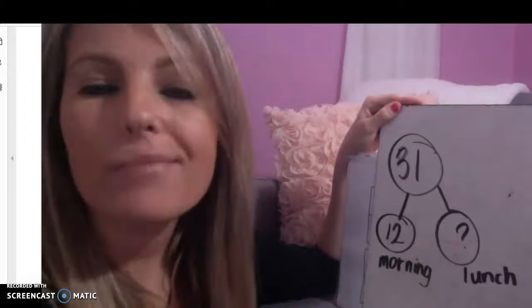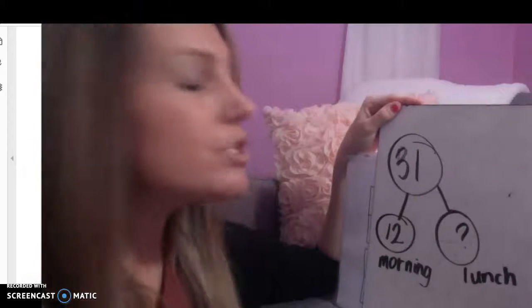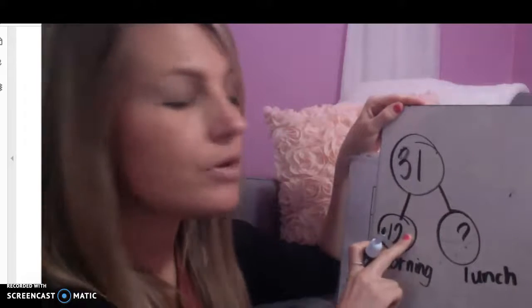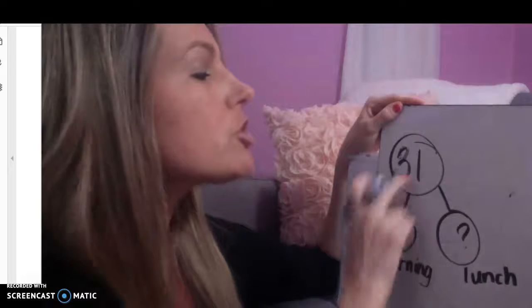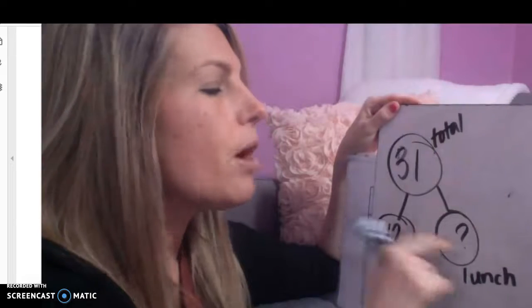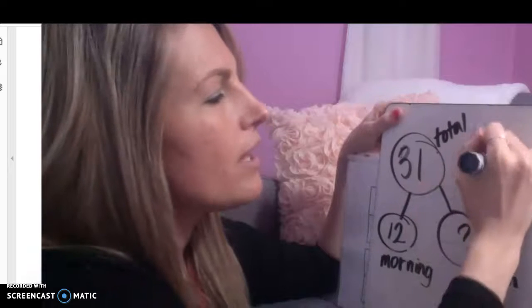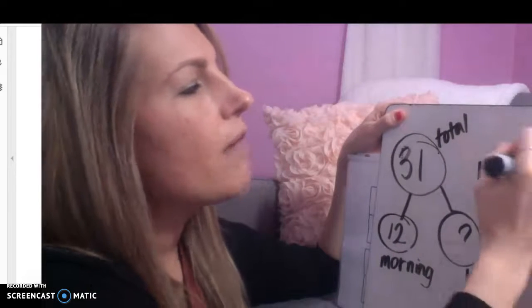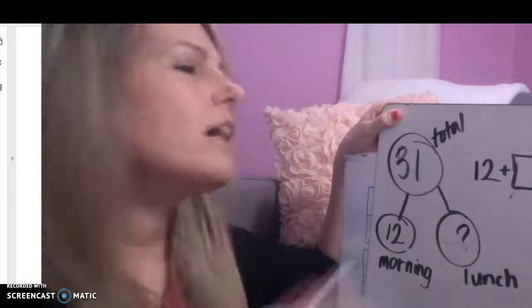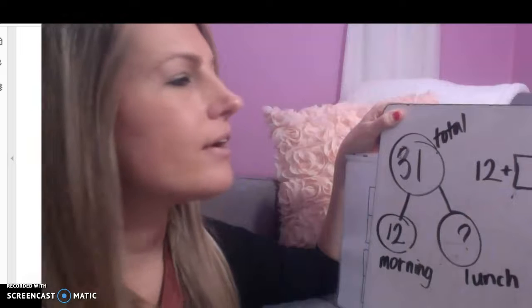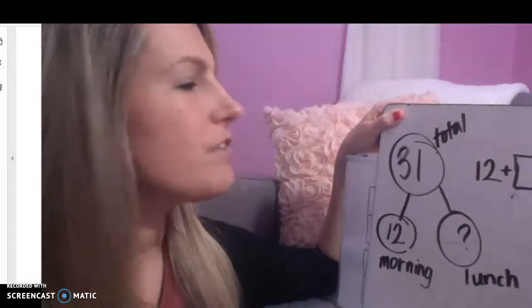He starts by packing 12 in the morning, and we don't know how many he packs after lunch, but we do know that the bottom two numbers, what he packs in the morning and what he packs after lunch, should equal the top. Remember, this is the total. These are the parts. He packs 12 in the morning. We don't know how much he packs after lunch, but we do know that he ends up with 31 packed altogether. Let's do the count up strategy for this one.